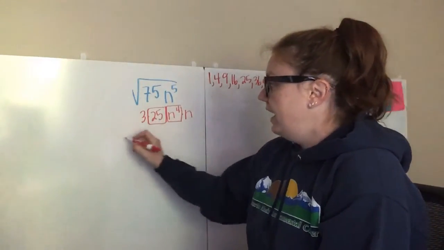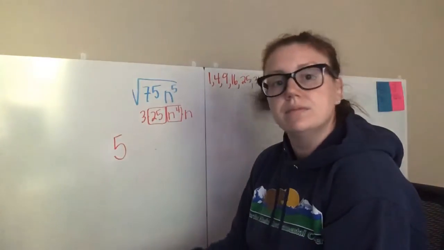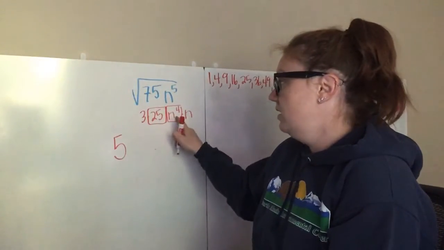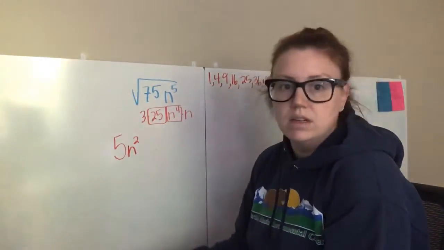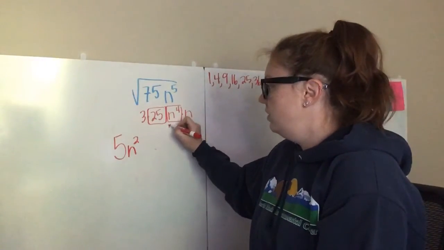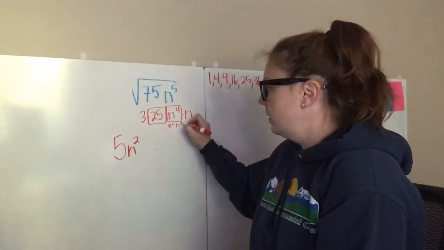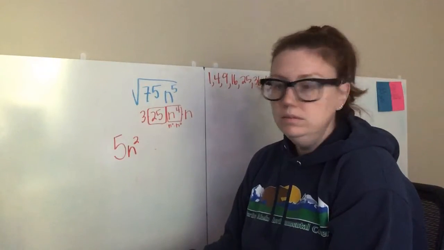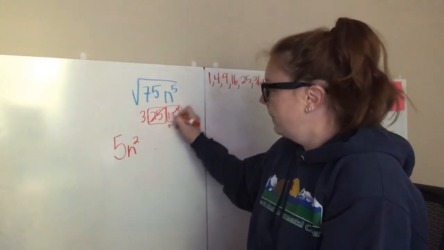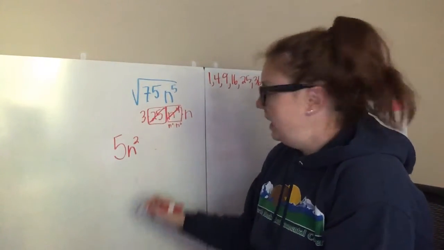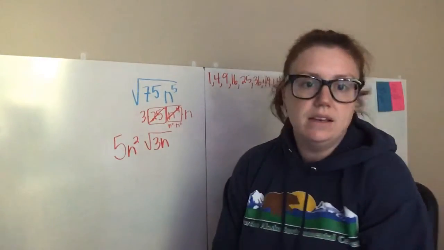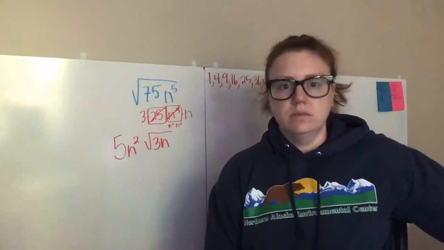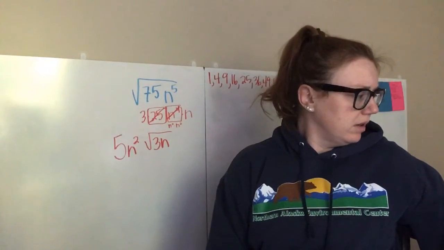So the square root of 25 is 5. And the square root of n to the 4th is n squared. Because in order to get n to the 4th, you do n squared times n squared. And what's left behind is 3n underneath the radical. My handwriting is terrible up here.